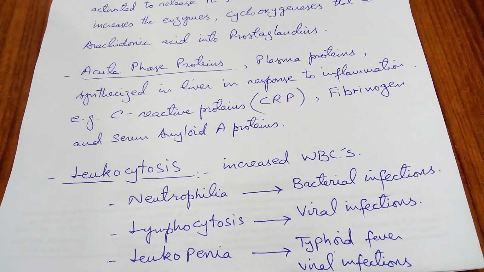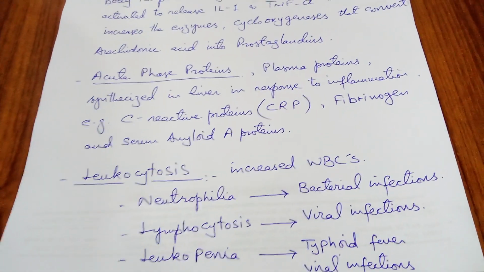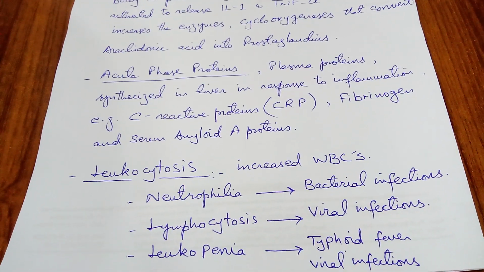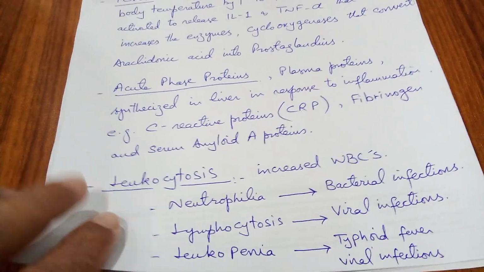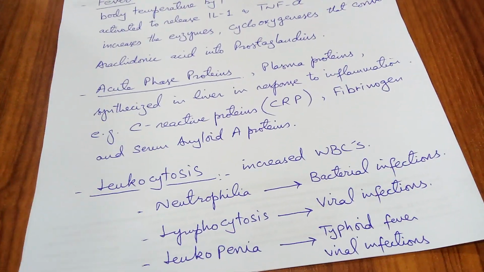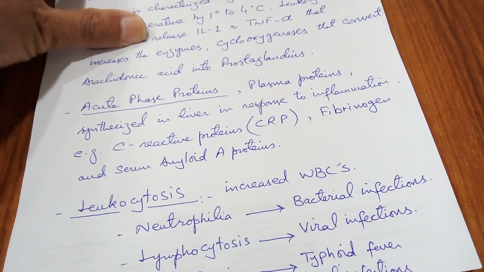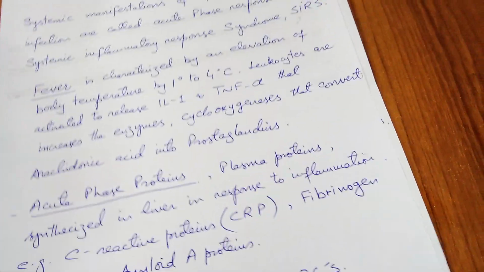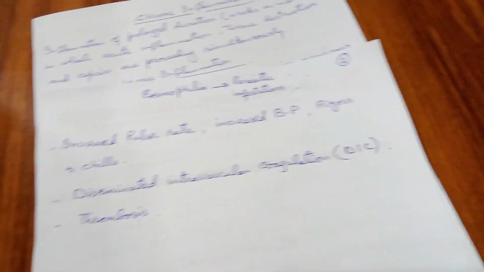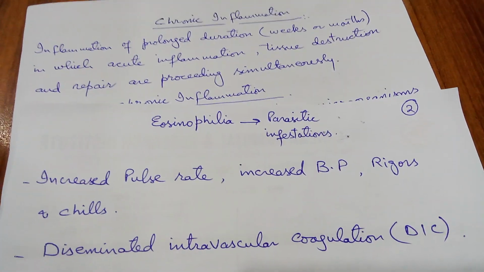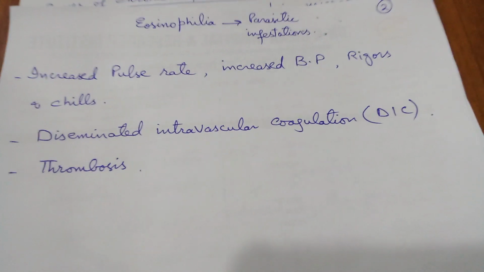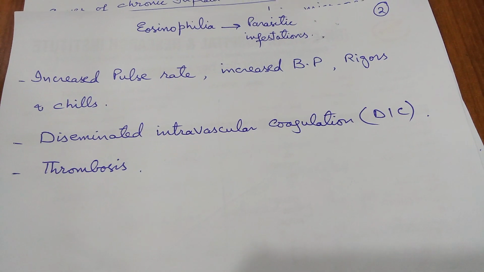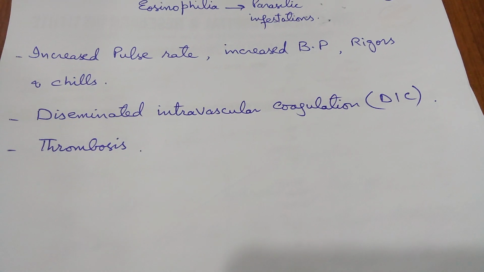Then we have leukopenia. Students, leukopenia means decreased number of WBCs. This phenomenon is mainly seen during typhoid fever and some of the viral infections. Now students, we have eosinophilia. Eosinophilia means increased number of eosinophils. Students, eosinophilia is mainly observed during parasitic infestations.